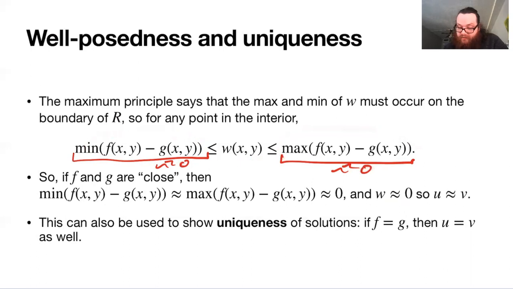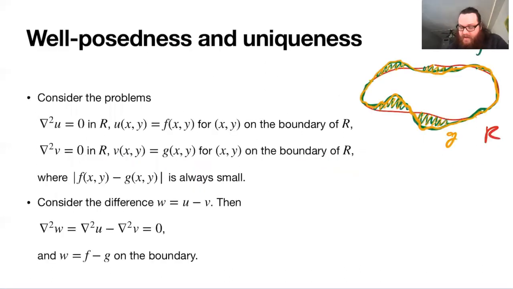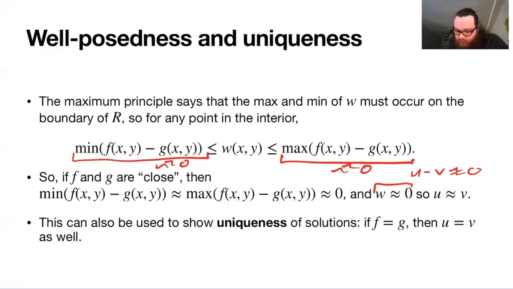But W was a difference, right here. W is the difference U minus V. So this difference is approximately 0, so U is approximately V. And this is how we've quantified that if these two pieces of boundary information are close, then the corresponding solutions U and V must also be close.